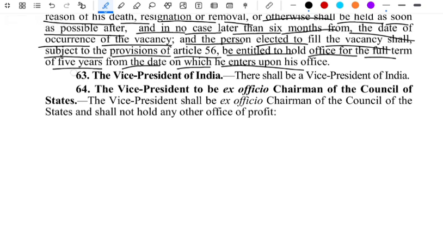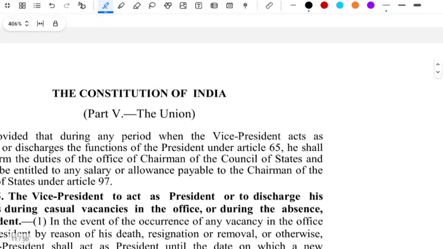So let's discuss the Vice President of India. The Vice President, Article 63 से start होता है. There shall be a Vice President of India. Article 64 says the Vice President to be the ex officio Chairman of the Council of State, that is the Rajya Sabha. Okay, so next are the articles.